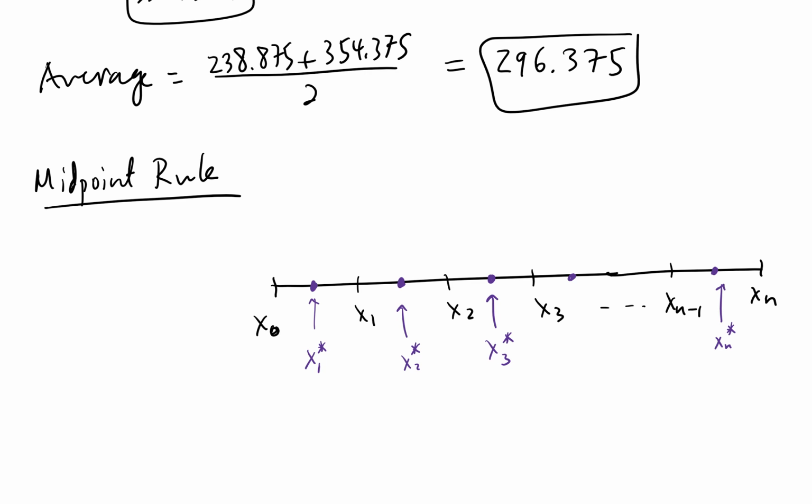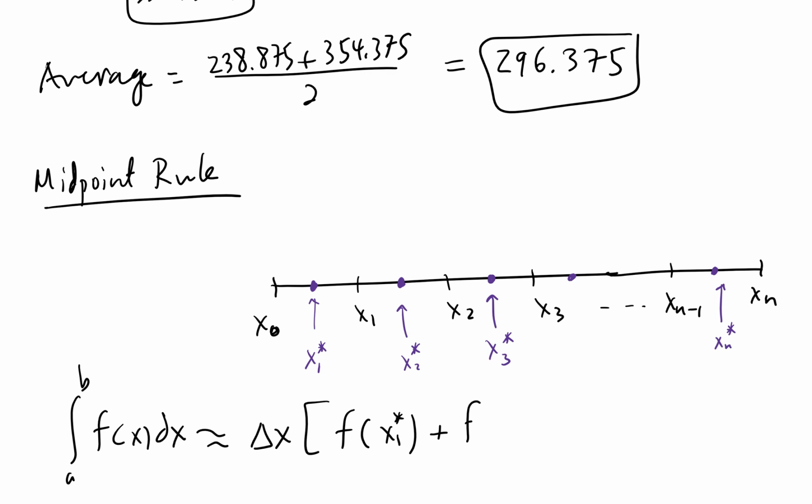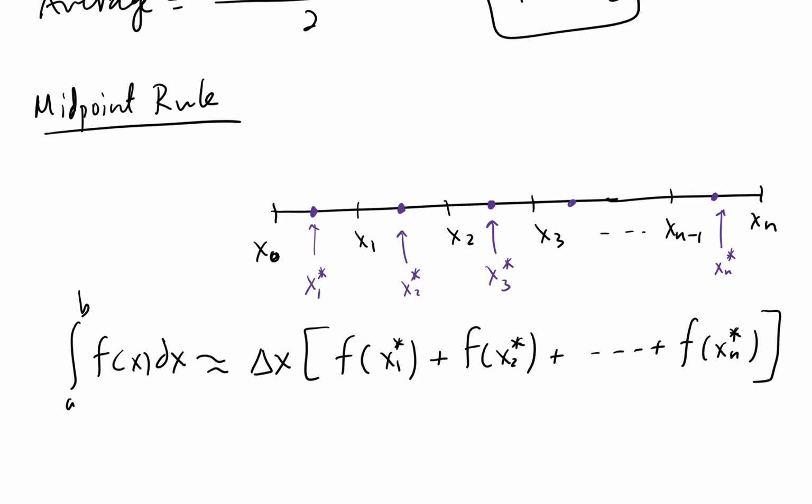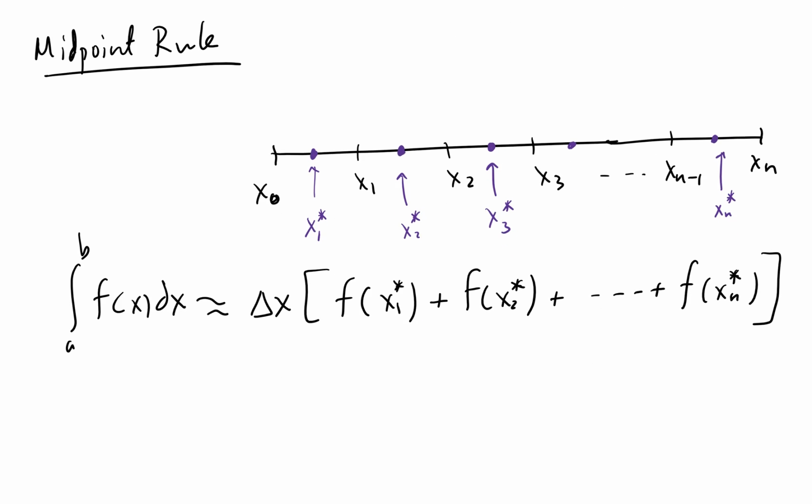So now when I want to estimate the area from A to B of f(x) dx, we say it's delta x times the function evaluated at these midpoints. That's what we call the midpoint rule, all the way to f of xn star.